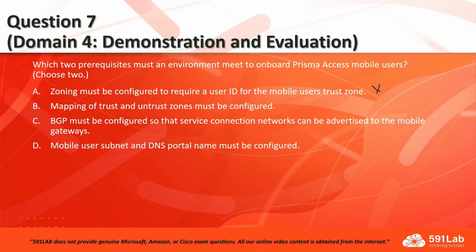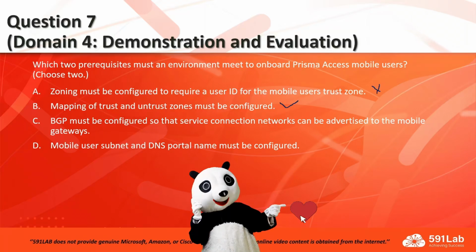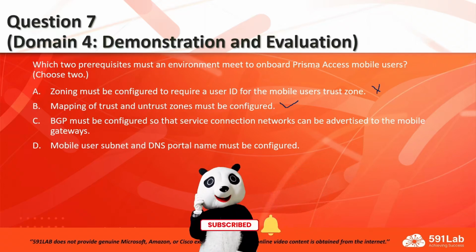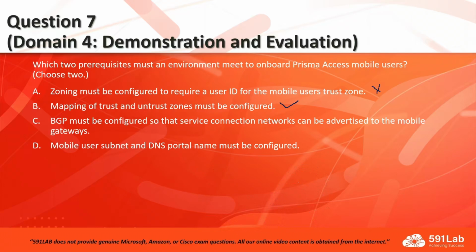We can check the prerequisite that we need to define the zone, the trust or untrust zone, because Prisma Access only has 2 zones. So we can choose this option. And then C, BGP must be configured so that service connection networks can be advertised to the mobile gateways.